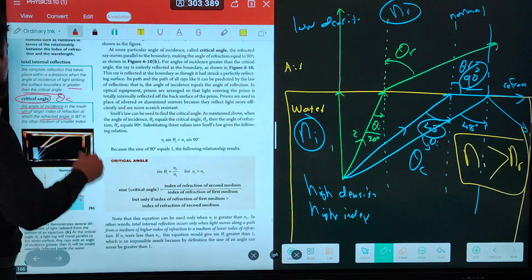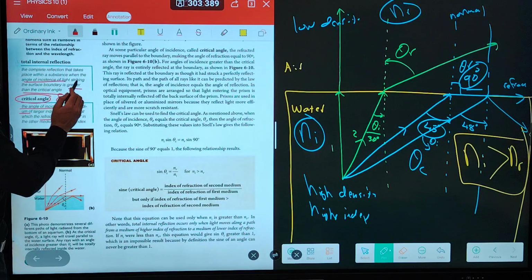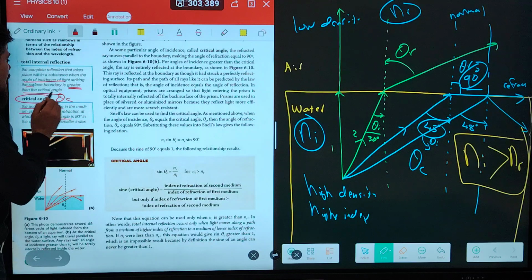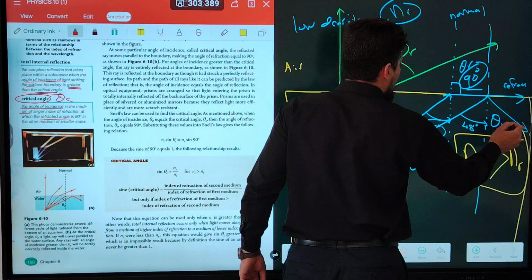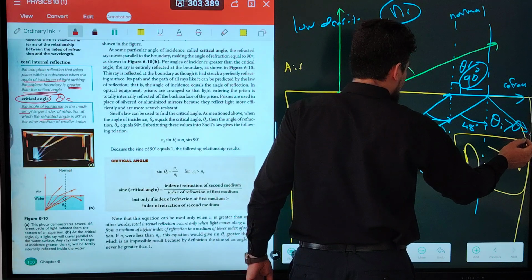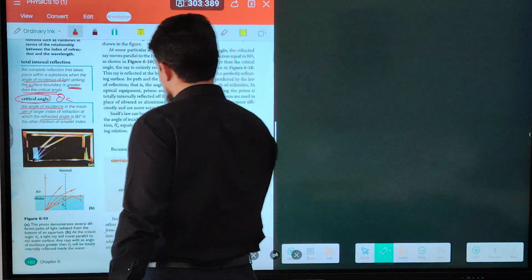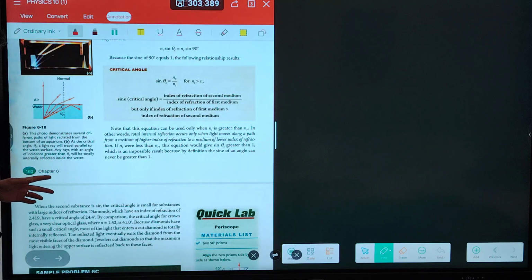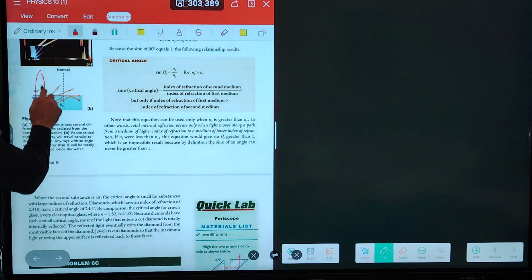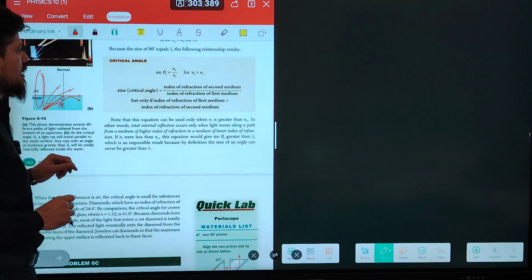So what is the total internal reflection? The complete reflection that takes place within a substance when the angle of incidence of the light striking the surface is greater than the critical angle. When does the total internal reflection occur? If theta I is bigger than the critical angle. And also Snell's law can be used to determine the critical angle. The first ray does not refract. We have refraction bent away. For this case, we have the critical angle. This is the total internal reflection.